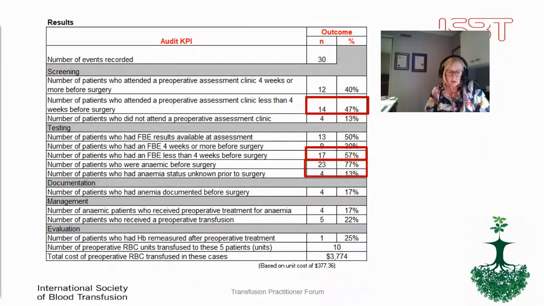23 of the 30 patients were anemic, and only 4 of those received treatment preoperatively. 5 patients had a transfusion when perhaps other treatments may have been more appropriate and reduced the risk of a patient needing a transfusion. So now we're armed with the results. We need to think about moving to the next step of the cycle, which is the ACT cycle. And this is where I'm going to hand over to my colleague Jana, and she's going to take you through the ACT components. So thanks, Jana.